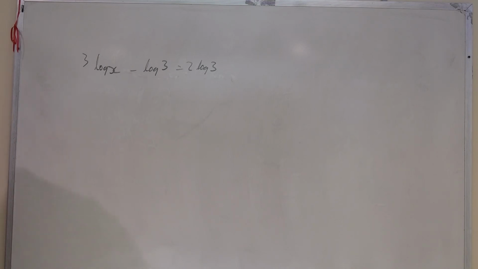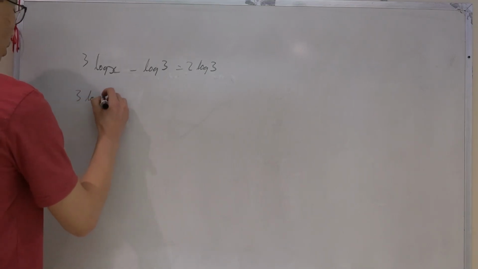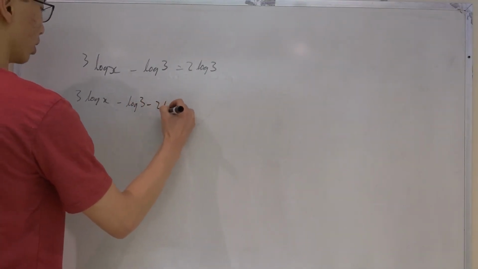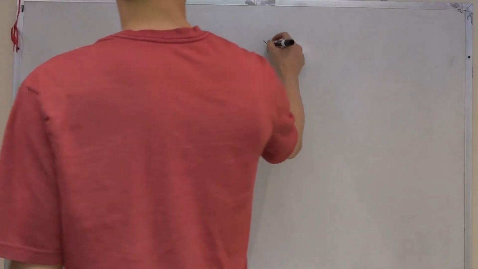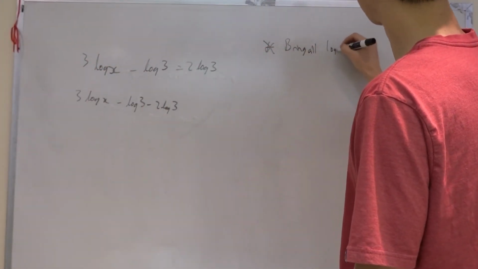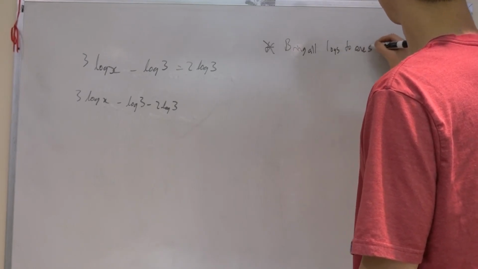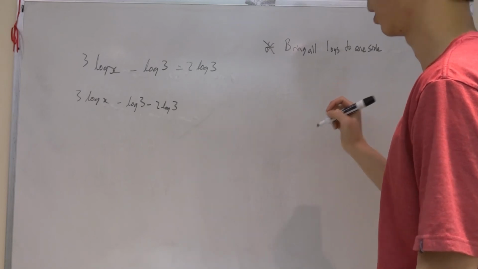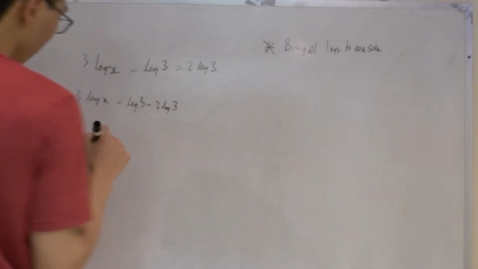The first thing that you want to do is bring all the log stuff to one side. So let's go ahead and do that. We have 3 log x minus log 3 minus 2 log 3. Maybe that's something that you should note for yourself: bring all logs to one side. That will usually help.